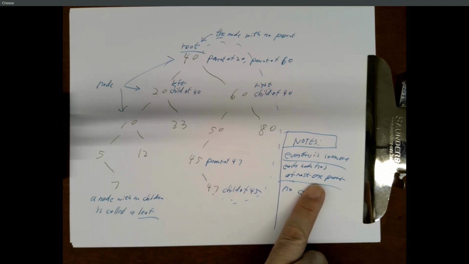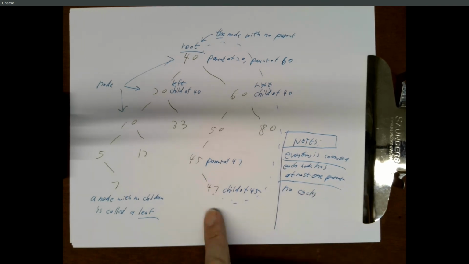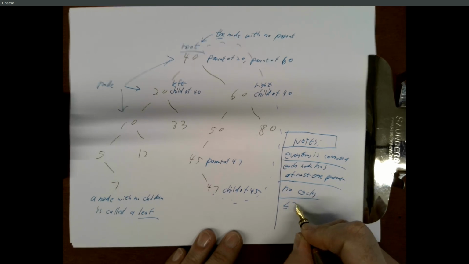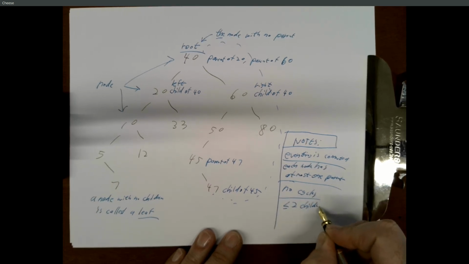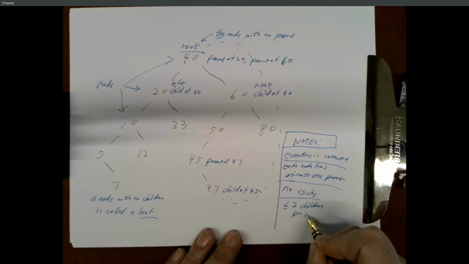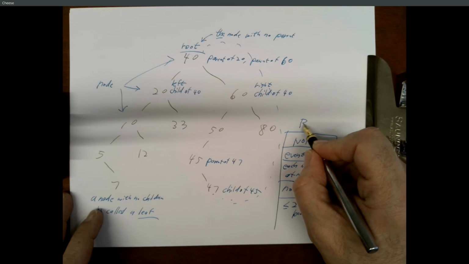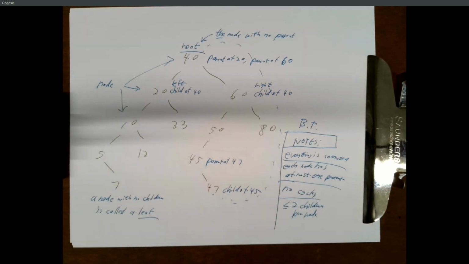Root has no parent. Every other node has exactly one parent. Everything has to be connected. And you have less than or equal to 2 children per node. That's the binary part. So that's a binary tree. There's an additional property for a binary search tree.